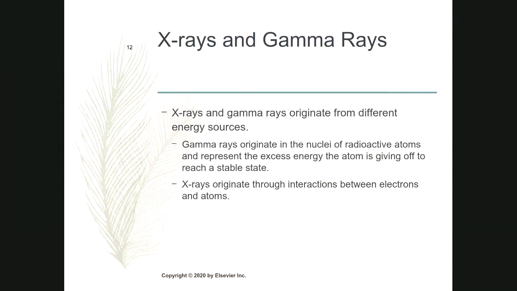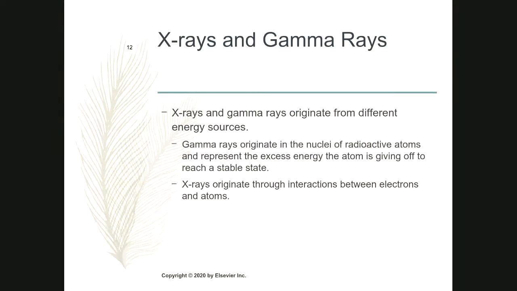What's the difference between an X-ray and a gamma ray? Basically, X-rays and gamma rays come from different sources. Their point of origin is different. Gamma rays come from the nucleus of a radioactive atom, and they represent the excess energy that atom is trying to give off in order to reach a stable state. We tend to see use of gamma radiation in nuclear medicine and radiation therapy.